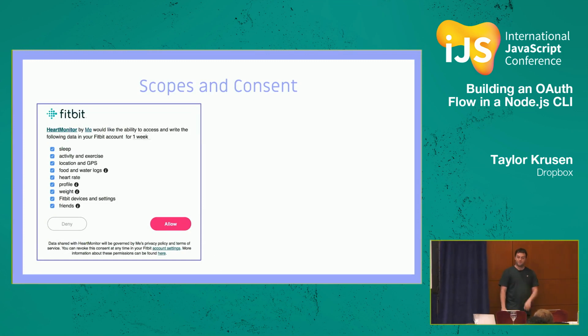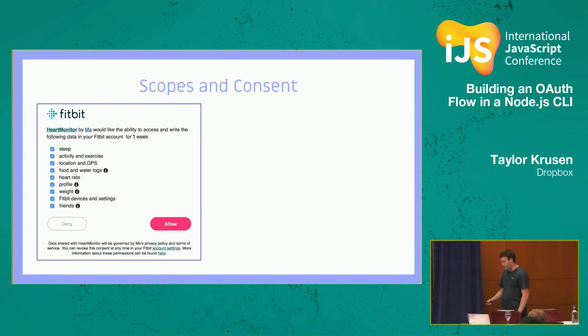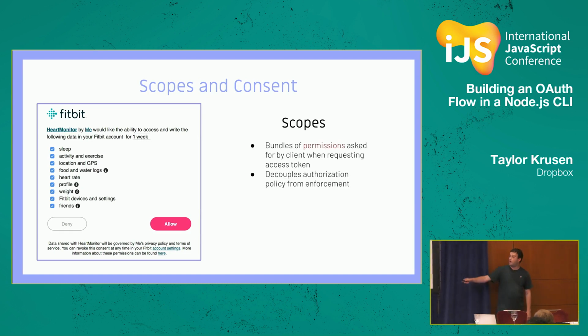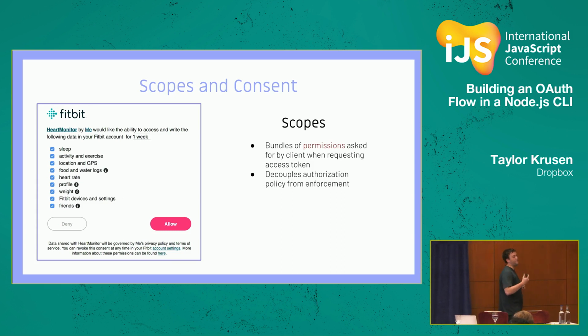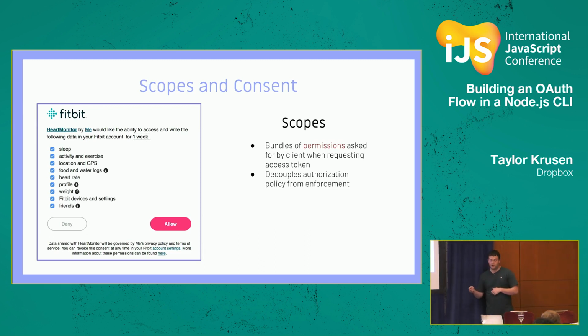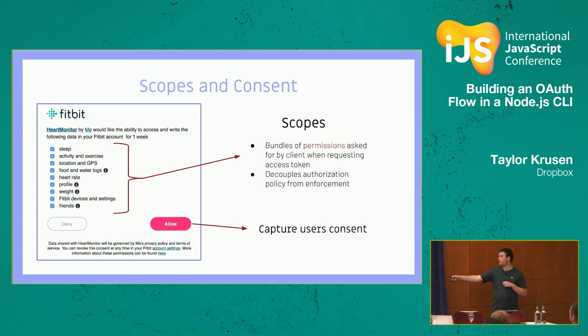So you may recognize this from earlier. This is a consent screen from Fitbit. If I was trying to link my application to Fitbit, I would come here, and this is what I would see. What you see at the top and on the side over here are scopes. That's where the user is picking and choosing which permissions, which levels of access he wants his application to have to Fitbit, the data that he wants Fitbit to expose to his application. And this also decouples authorization policy from enforcement of that policy, which is also really powerful. The scopes are over here on the side.